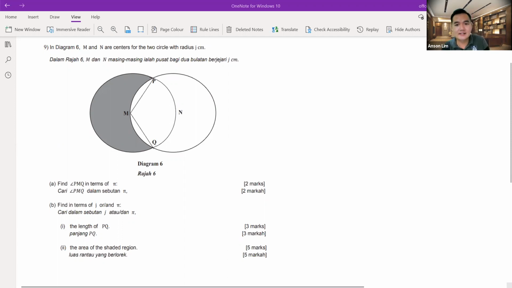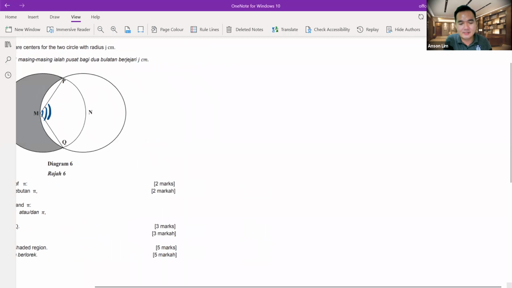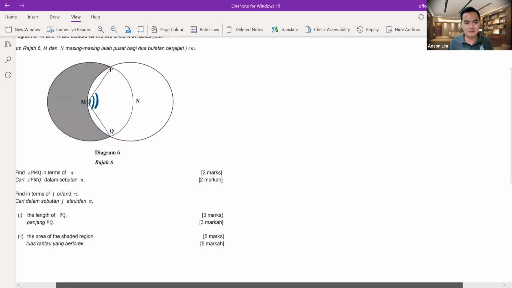Okay, find the angle PMQ in terms of pi. So they say M is the center for two circles, right? So now my question is, I want to find this angle. So you see the question, hold on, did I share screen? I haven't, right? Okay. So you see, find PMQ, the angle is here, right? So my question is, how are you going to solve?